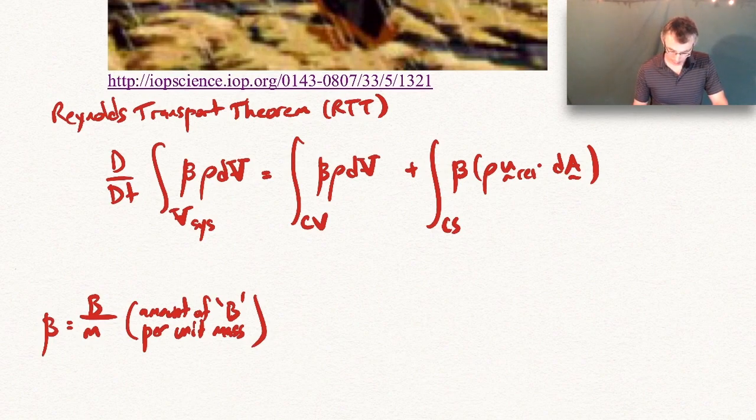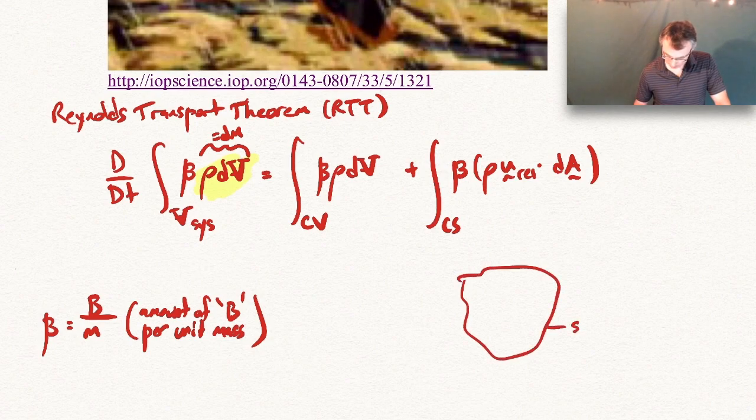So let me highlight in yellow here this quantity rho dV. Rho dV is just a little bit of mass, density times a little bit of volume. And then we're multiplying that little bit of mass by beta, so this gives me a little bit of B. So the idea here is we have some system, and we have a little piece of fluid in our system that has a mass rho dV, and the amount of B we have there, dB, would be beta, the amount of B per unit mass, times the little bit of mass, or beta times rho dV.